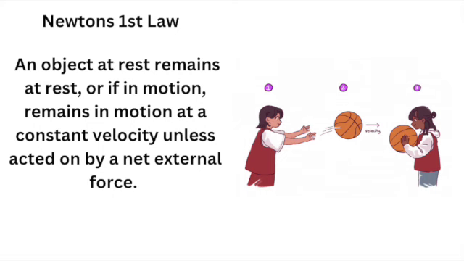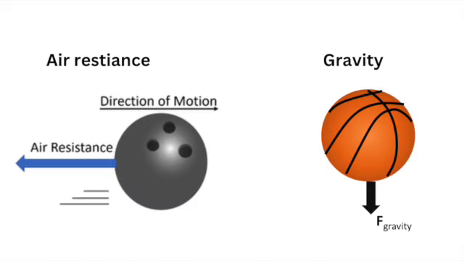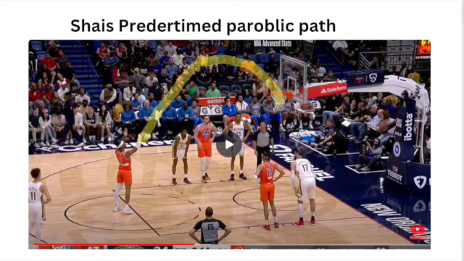Newton's first law: once in motion, an object will stay in motion unless acted on by an unbalanced force. We can relate this to the ball and the factors that affect the flight of the ball. A projectile is a body or object in motion launched into the air. A projectile is affected in the air by 2 constant forces: air resistance and gravity. When the ball is released from the hand, the ball will follow a predetermined parabolic path.